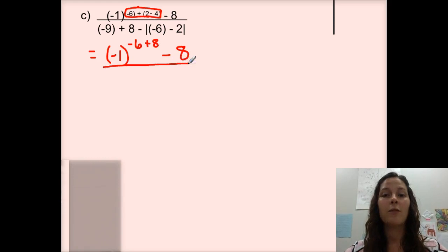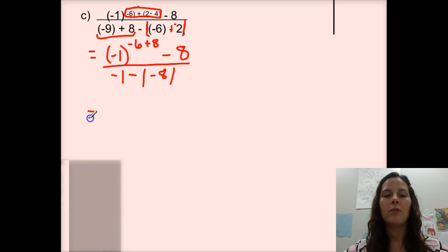In the denominator, this fraction bar is a grouping symbol. So we simplify the numerator. It groups the numerator from the denominator. So in the denominator, I see grouping symbols with the absolute value, so I'm going to start there. Also, I can chunk this up and go ahead and perform this addition as well. So the negative 9 plus 8 is negative 1 minus absolute value, that negative 6 plus negative 2 is negative 8.